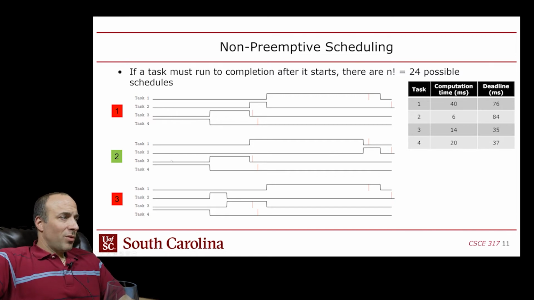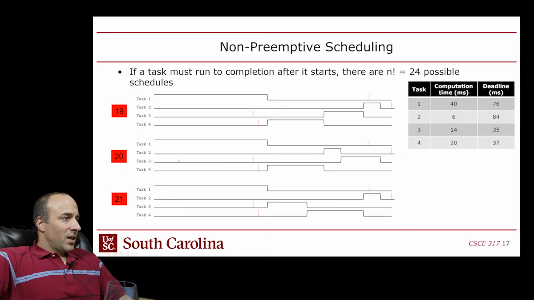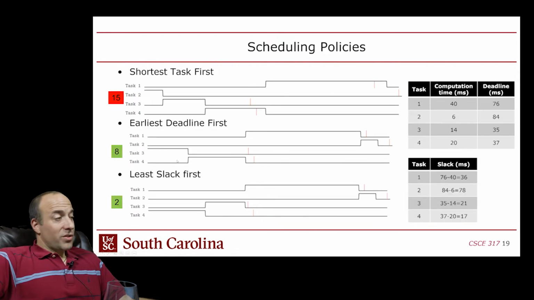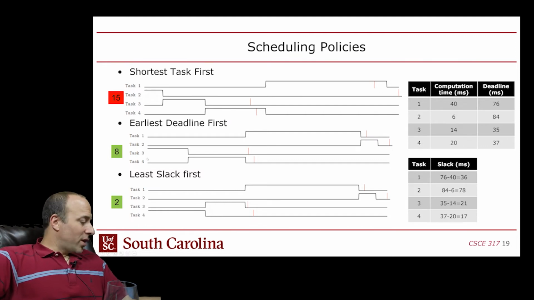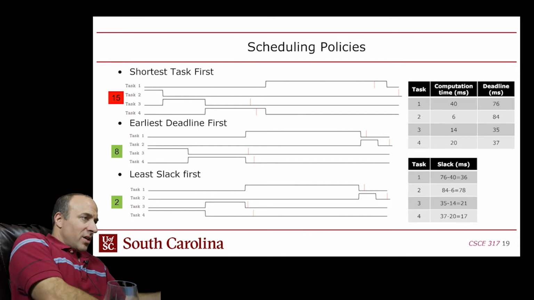So here's an example where they all make their deadline, where I ran task 4, then 3, then 1, then 2. And this is another example of an ordering that made its deadline. It was just 2 of them. 2 of 24 met their deadlines. It turns out that the 2 that met their deadlines actually followed a policy of earliest deadline first.